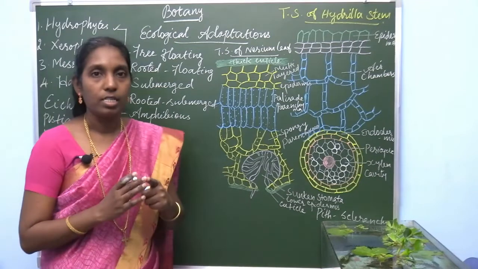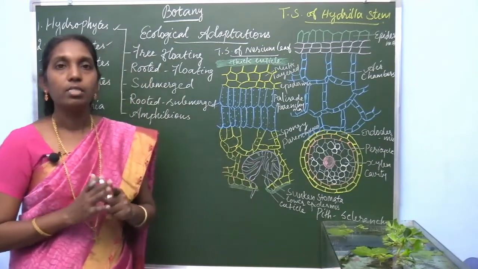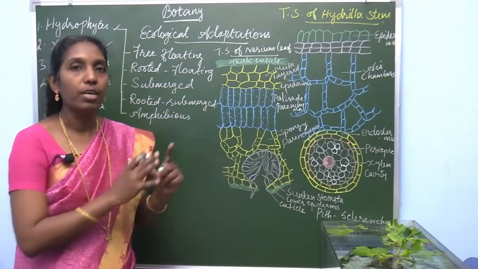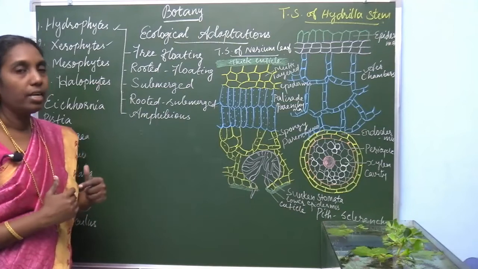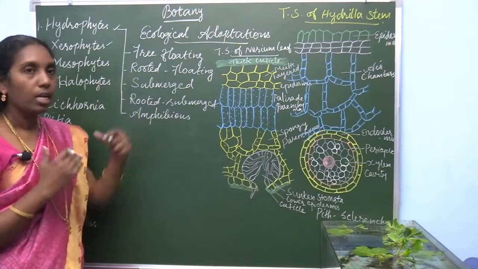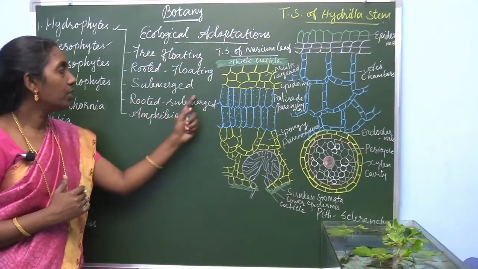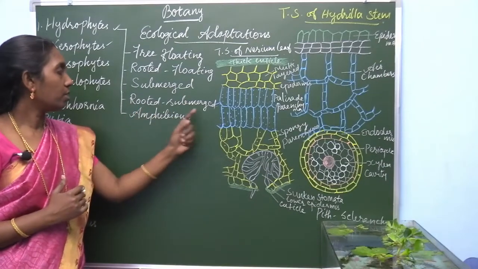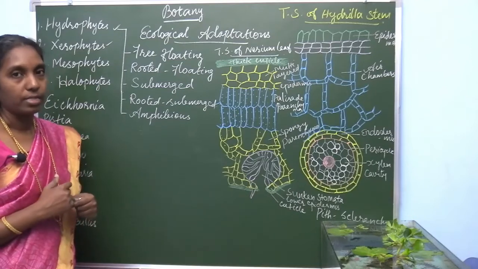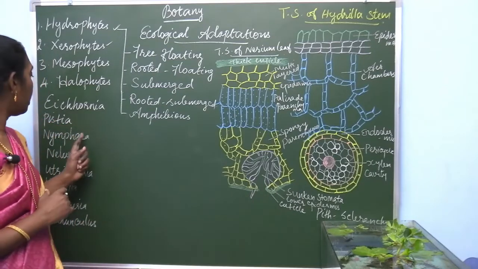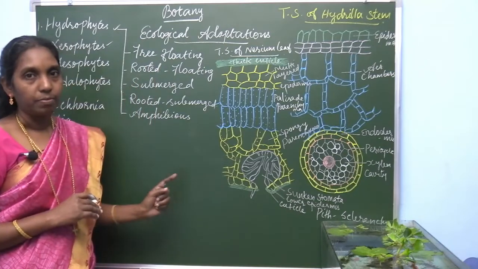Hydrophytes are the organisms which are living in water. They are subdivided into free floating hydrophytes, rooted floating hydrophytes, submerged hydrophytes, rooted submerged hydrophytes, and amphibious hydrophytes. The examples are very important, along with the classification.